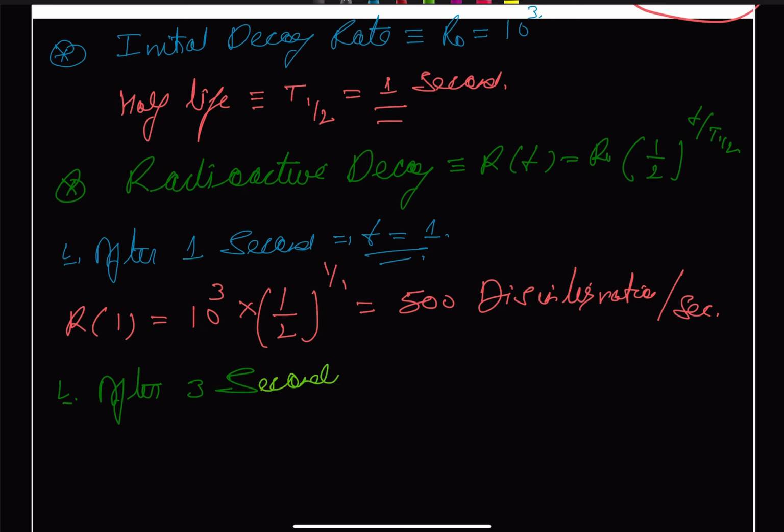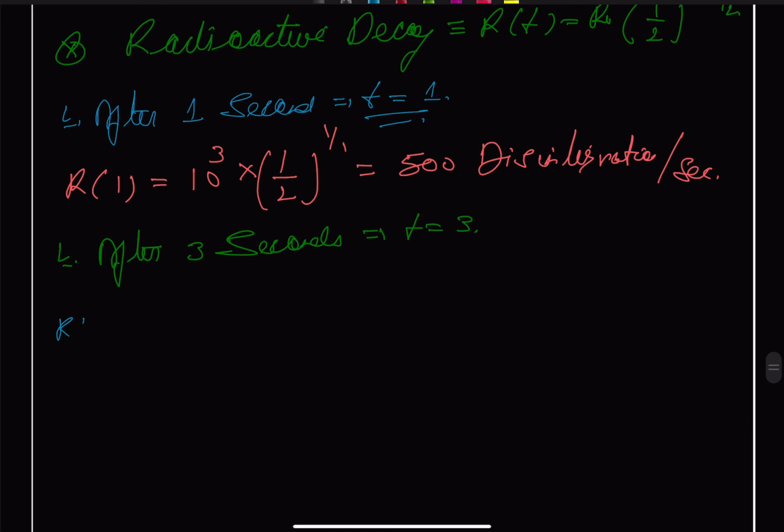After 3 seconds, which means our value of t is 3, therefore we can write that r of 3, with initial r naught being the same 10 to the power 3, multiplied by half to the power 3 divided by 1, because the half-life is 1. This comes as 10 to the power 3 into 1 by 8, which gives us 125 disintegrations per second.